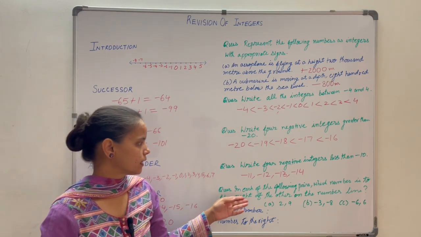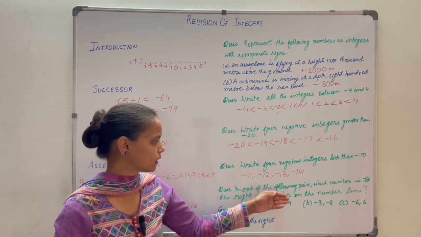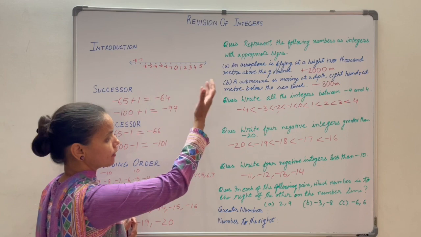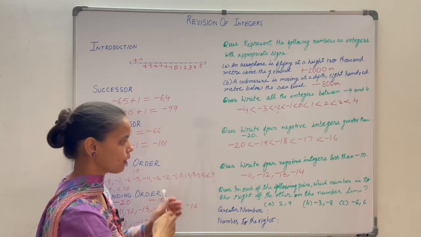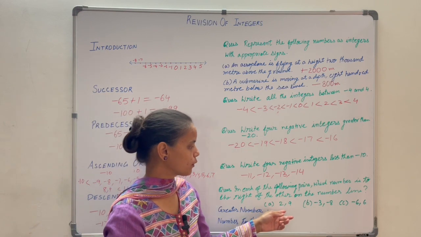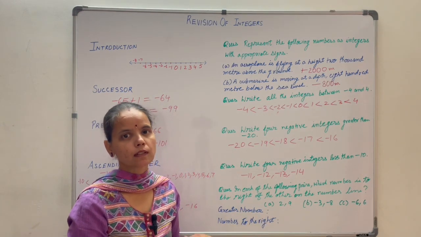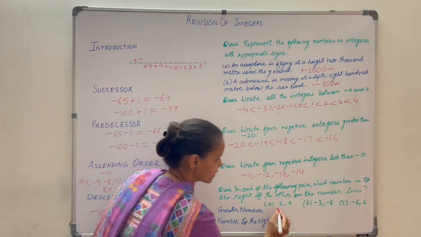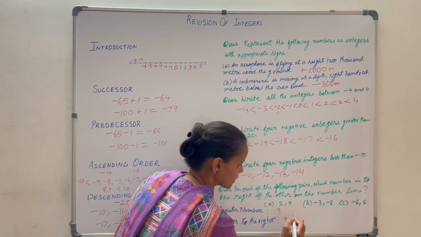Now, in each of the following pairs, which number is to the right of the other on the number line? So here, to the right on the number line is greater and left is smaller. So if you find out which out of these two numbers is greater, that number will be towards the right. So out of 2 and 9, 9 is the greater number. So this number will be towards the right.